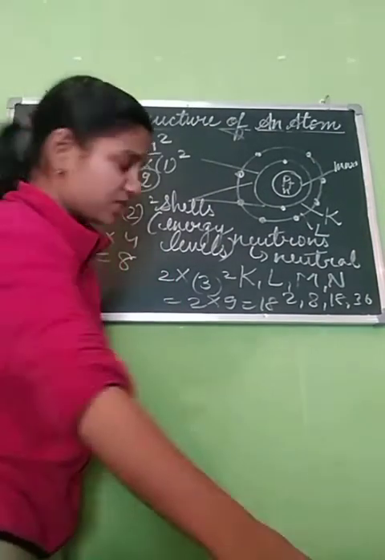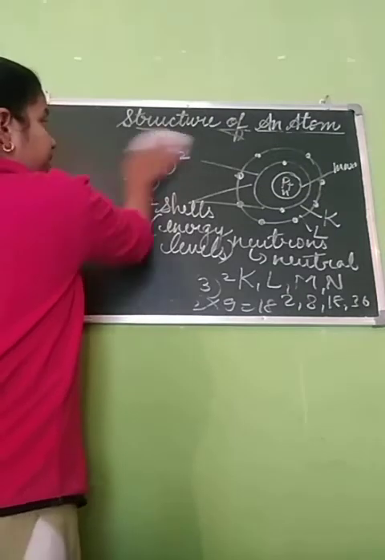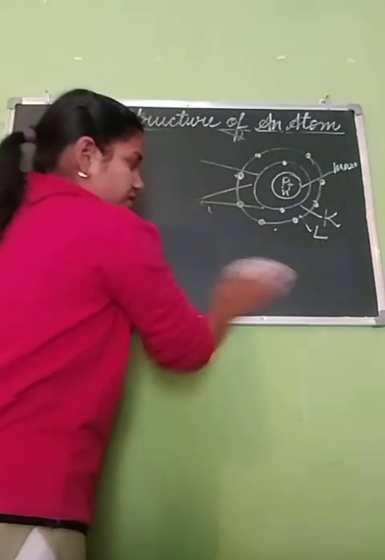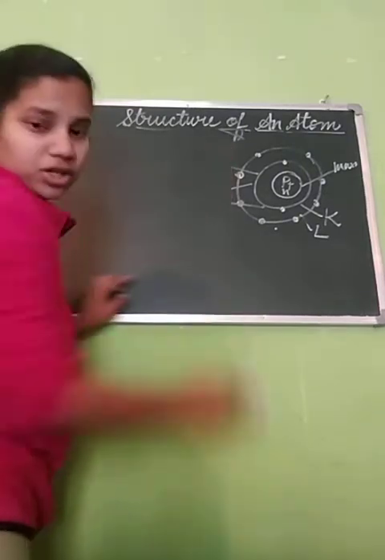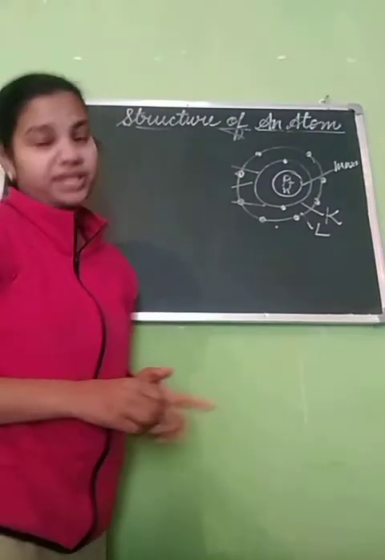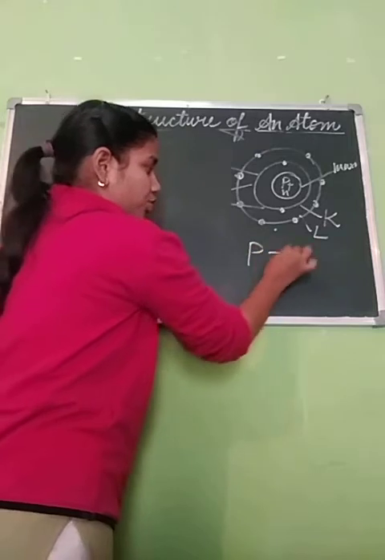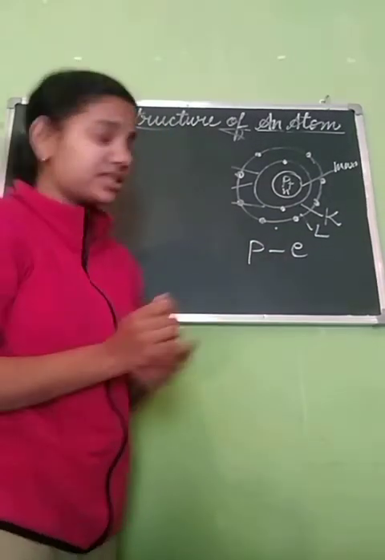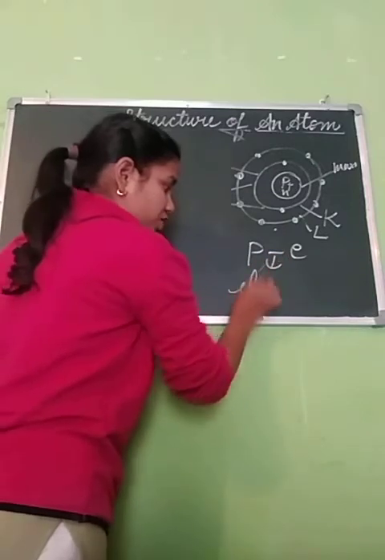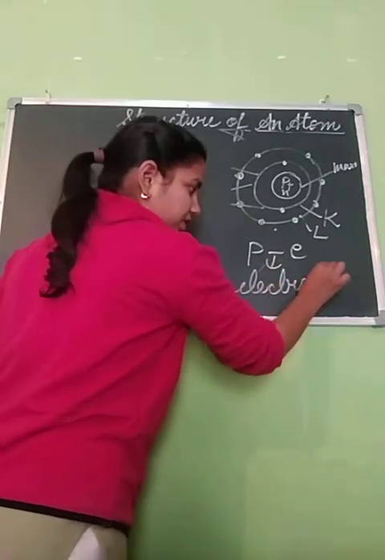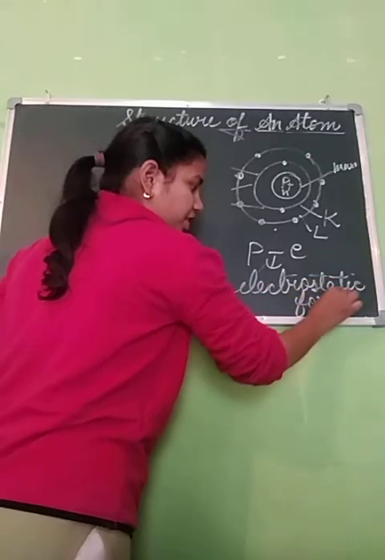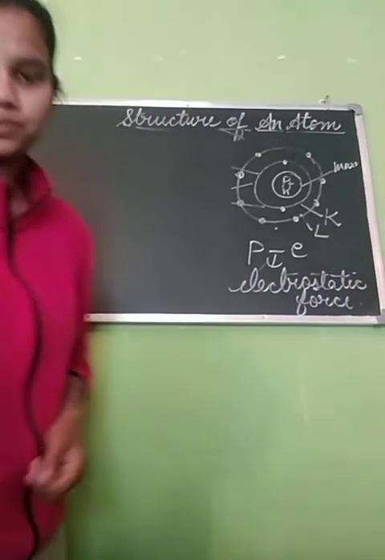In this way, now let's see what the force is that lets the electrons not go inside the nucleus. The force between the protons and the electrons that keeps them at a separate distance is known as the electrostatic force.